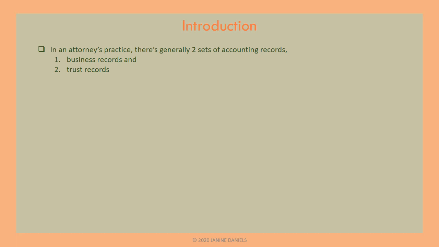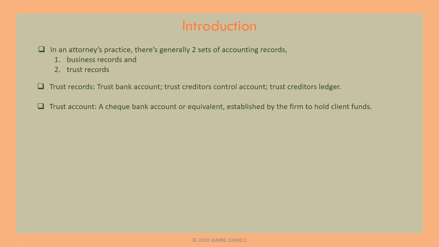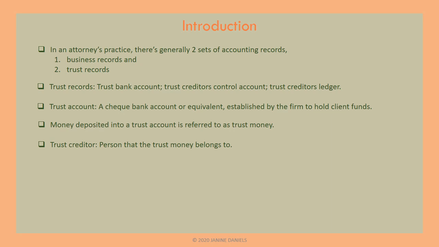In an attorney's practice, there are generally two sets of accounting records: business records and trust records. Included in trust records, you'll find a trust bank account, a trust creditor's control account, and a trust creditor's ledger. A trust bank account is a check bank account or equivalent established by the firm to hold client funds. Money deposited into a trust account is referred to as trust money and may represent fees paid in advance, security deposits, or any money held on behalf of clients.